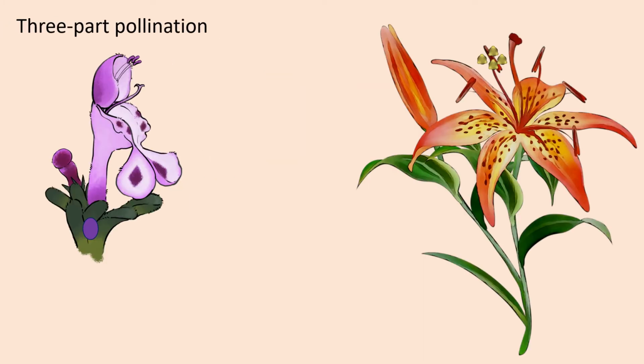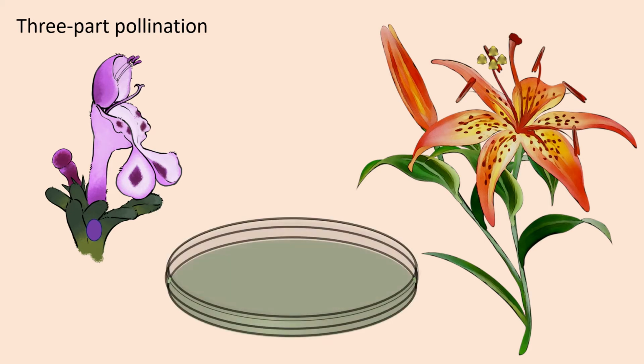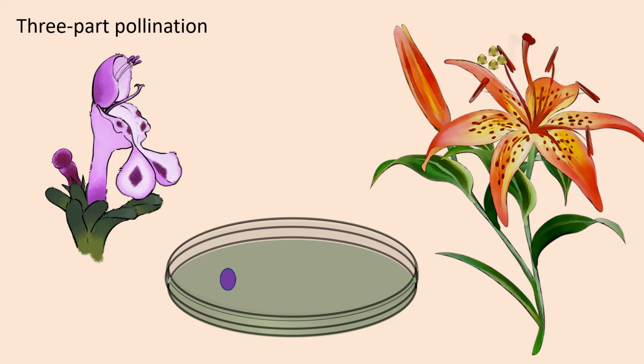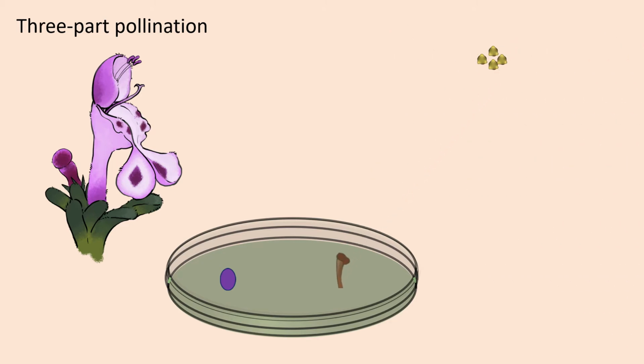Another way to avoid prezygotic barriers is to use a three-part pollination system. The ovules from one species, which is the pollen receiver, are removed from the pistil and deposited in a nutritious environment. The pistil from the other species, the pollen donor, is also removed and deposited in the same environment. Then the pollen from the donor is deposited on the isolated pistil. The recognition between the pollen and the pistil will occur because they are from the same species. Then the pollen will germinate, producing its pollen tube, and because there is no reaction of recognition between the pollen tube and the ovule, there will be fertilization between the two species.